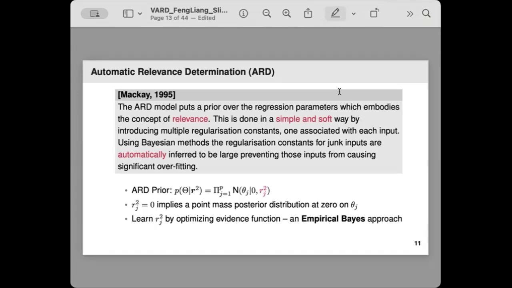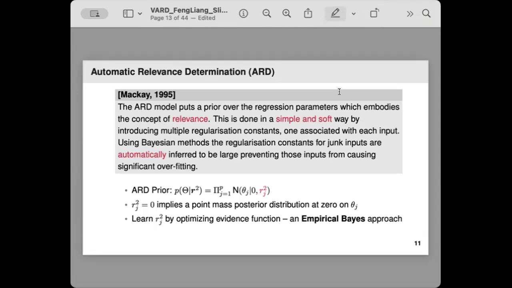Now, here's a crucial point. If we choose Rj squared to be zero, then the prior becomes a point mass at zero, and the posterior for theta j collapses to zero as well. In other words, this just sets theta j to be zero automatically. And this mechanism, known as automatic relevance determination (ARD), is the foundation of our approach.